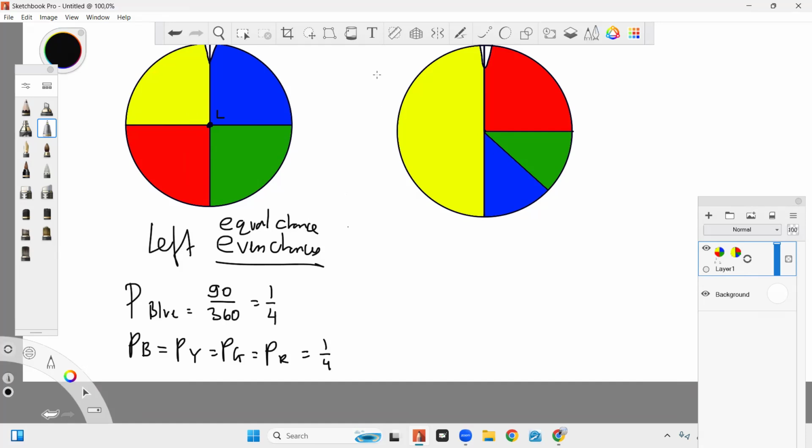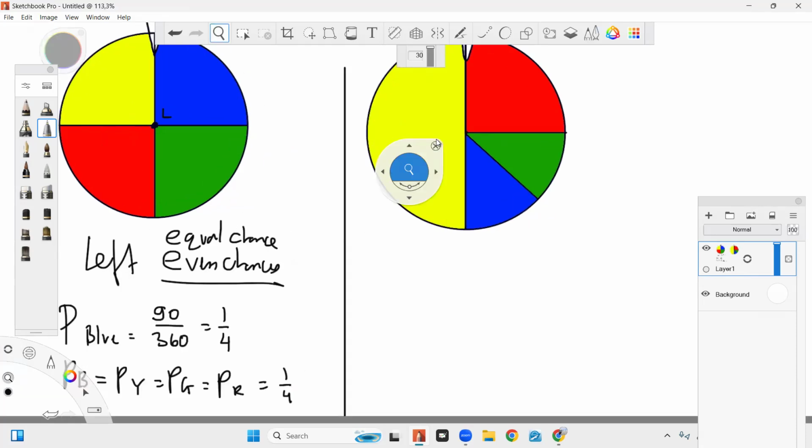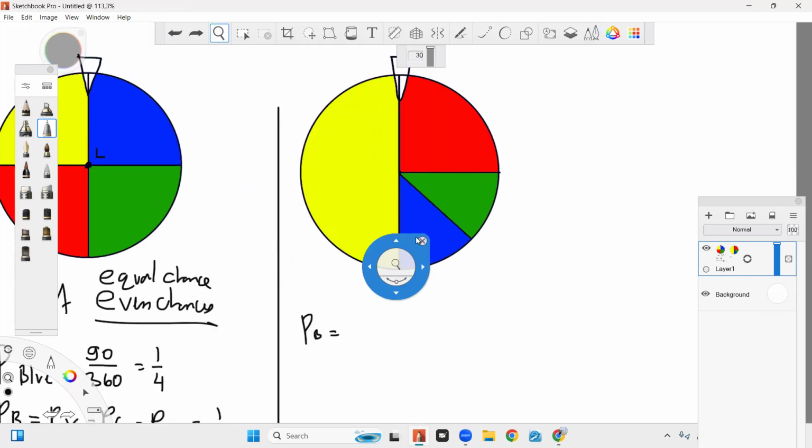Equal probability. But on the right side, we see that the sector of each color is different. The same sector is only blue and green, right? For example, this is 45°, and this is 45° also. So to calculate the probability of blue, we cannot do 1/4. Of course not. It's not one color out of four colors. You need to understand the angle here, 45°. So 45 out of the total 360. Does it make sense for you? Or you can simplify it to 1 out of 8.